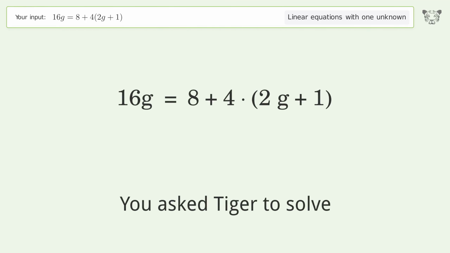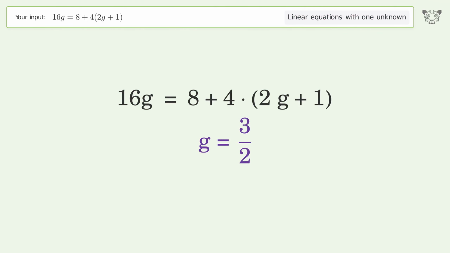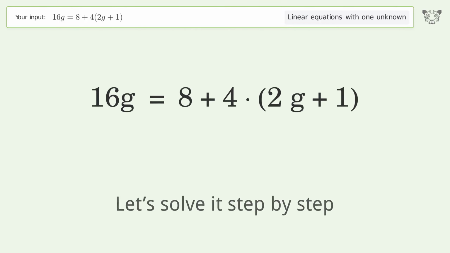You asked Tiger to solve this. This deals with linear equations with one unknown. The final result is g equals 3/2. Let's solve it step by step.